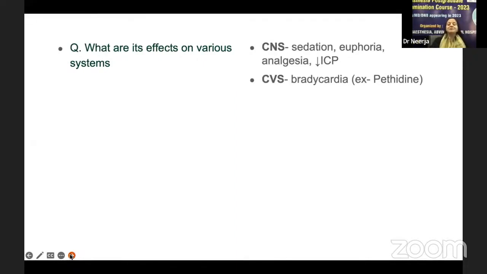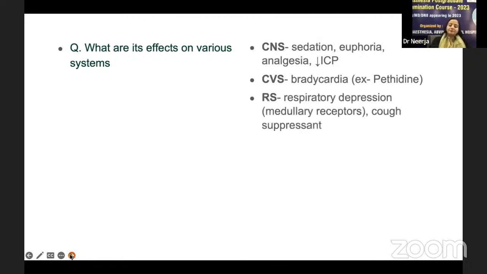Example, pethidine, which has been mentioned, is an exception, because pethidine does not cause bradycardia. Pethidine causes tachycardia because it has got an antimuscarinic kind of effect, right? This is something which was discussed by Dr. Shivani, that pethidine has got an antimuscarinic effect. Because of that antimuscarinic effect, it does not cause miosis, it causes mydriasis. It does not cause bradycardia, it causes tachycardia.